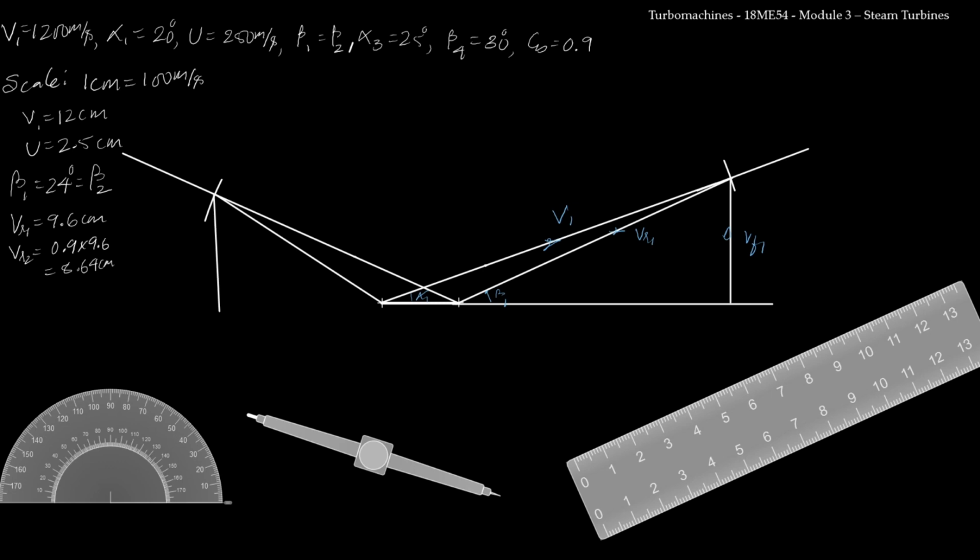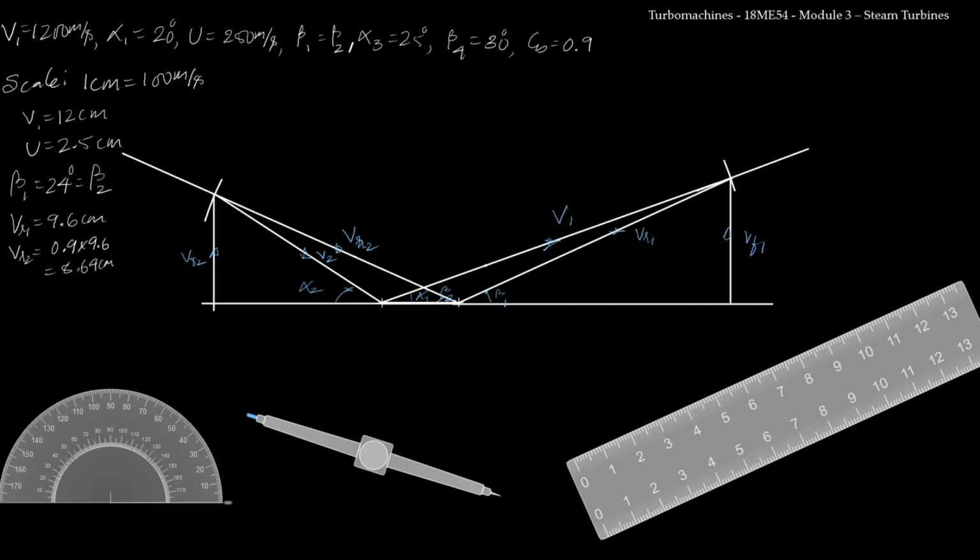Now I'll draw a vertical line and I'll extend this. Now we have completed the construction of the outlet velocity triangle for the first stage. So this is our VR2, this is our V2 and this is VF2, and this angle will be our alpha 2 and this angle will be our beta 2. Beta 1 and beta 2 are same for the first stage.